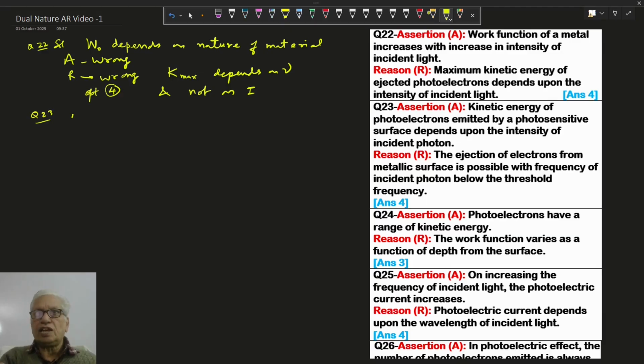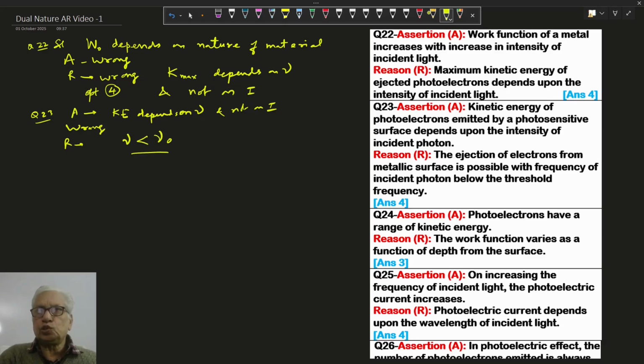Now, 23. Assertion: kinetic energy depends on frequency. The reason says it depends on frequency and not on intensity. So that is wrong, the assertion is wrong. Reason: ejection of electrons is possible at a frequency below the threshold frequency. If the frequency is below the threshold frequency, there is no ejection, no emission of photoelectrons. It is also wrong. It means both are wrong. So option 4 is correct.